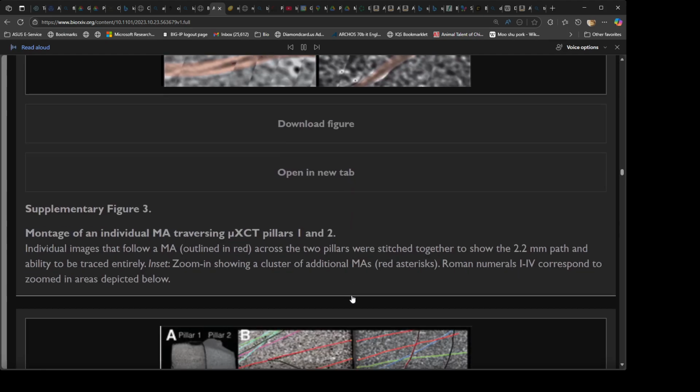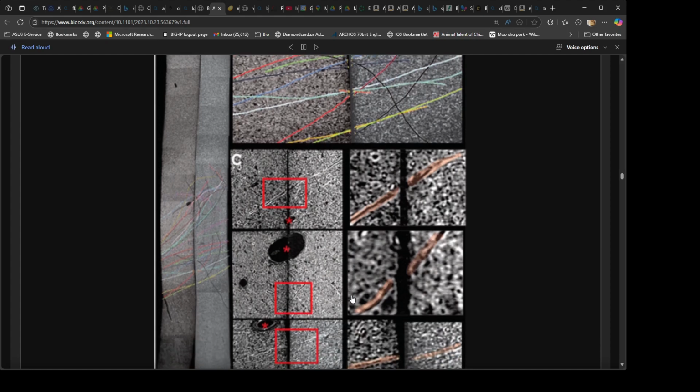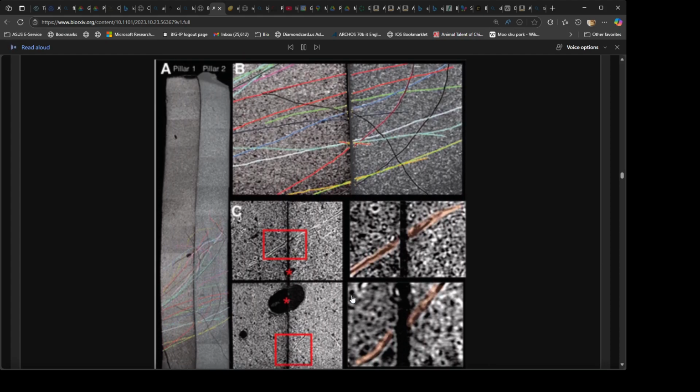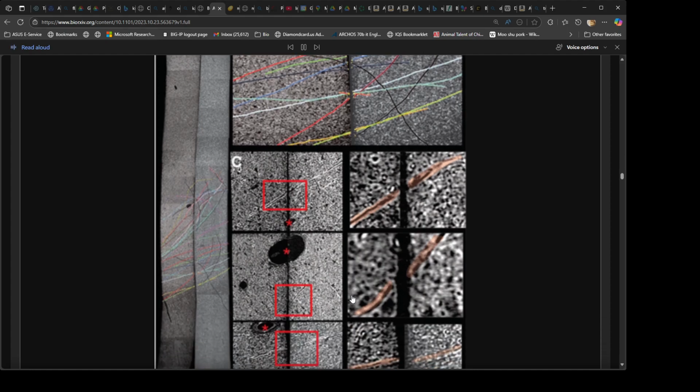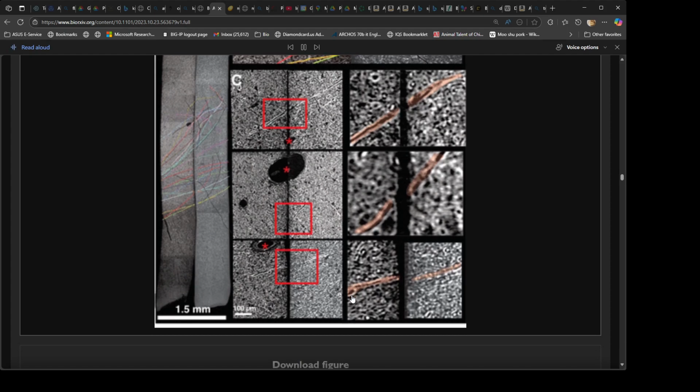Figure 4. Individual myelinated axons can be traced across XCT pillars. A. 2D image showing the entire length of pillars 1 and 2 overlaid with manual reconstructions of individual MAs that traverse the two datasets. Each colored line refers to an individual MA. B. Zoom in of A on region where individual MAs were traced across pillars 1 and 2. C. Zoom-ins of 3 different regions showing individual MAs traversing pillars 1 and 2. Red boxes: regions further zoomed in and shown on the right side with traversing MAs highlighted in red. Red asterisks mark blood vessels that traverse the two pillars. Scale bar equals 1.5 millimeters.